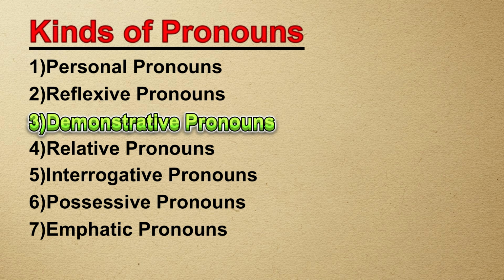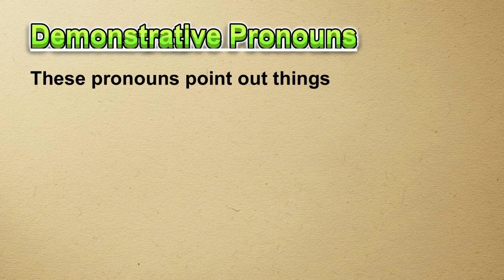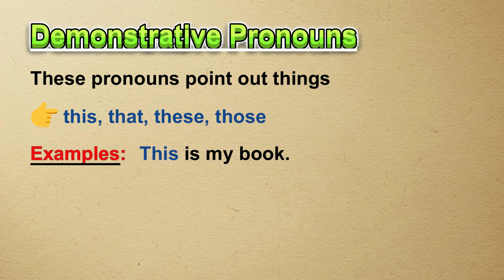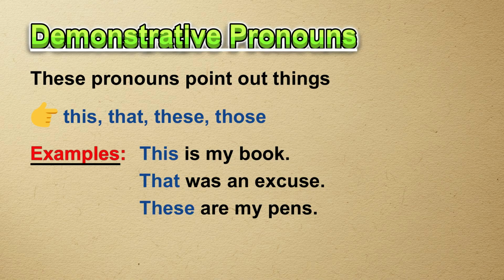Demonstrative pronouns. These pronouns point out things. This, that, these, those. Examples: this is my book. That was an excuse. These are my pens. These are called demonstrative pronouns.